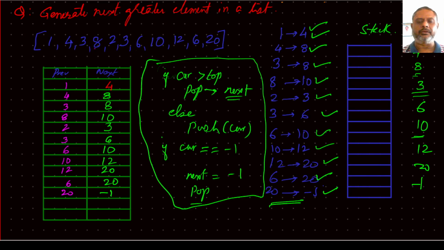So that's an algorithm for finding the next greater element in the given list for every element in the list. So that's it for now. This is an example of how stack can be useful in solving this type of problems. So many more such issues to come in future.